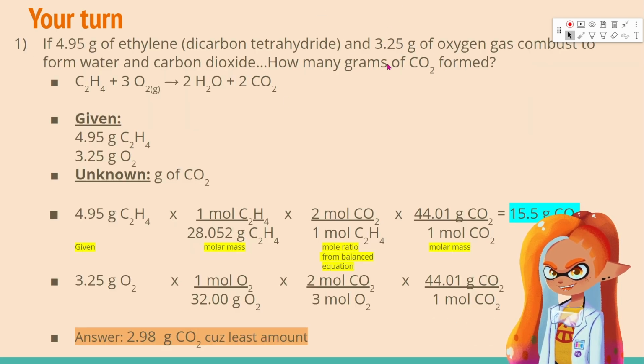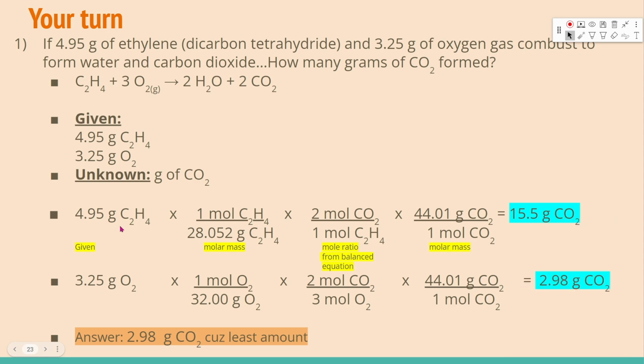I have my question here, and then I have my balanced equation. I listed my givens and unknowns just to make sure I know what I have versus what I'm solving for. I have labeled, as you can see highlighted here, what every single part is. So you can see here I have my givens. In the middle here, in my first step, I used molar mass. I used the mole ratio from the balanced equation to get these numbers, and I get molar mass of CO2. I have these two values here I have highlighted. But remember, since it's two different substances, you have the least amount made. So the least amount is 2.98 grams of CO2. So that would be my answer for the first one.